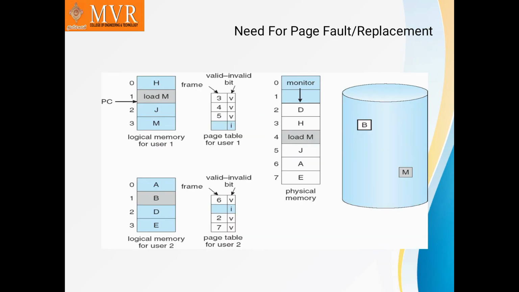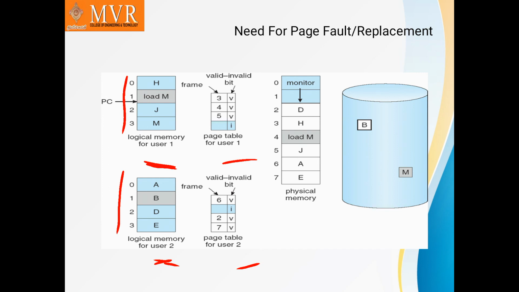See this example needed for the page fault or replacement. Here logical memory user 1 and logical memory user 2 are there. So user 1 has a page table, user 2 has a page table. In this we use 4 pages, that is 0 1 2 3, and logical memory user 2 has 4 pages, that is 0 1 2 3. It has the data of logical memory H, load M, the M will be loaded, so J and M, and user 2 has A B D E.